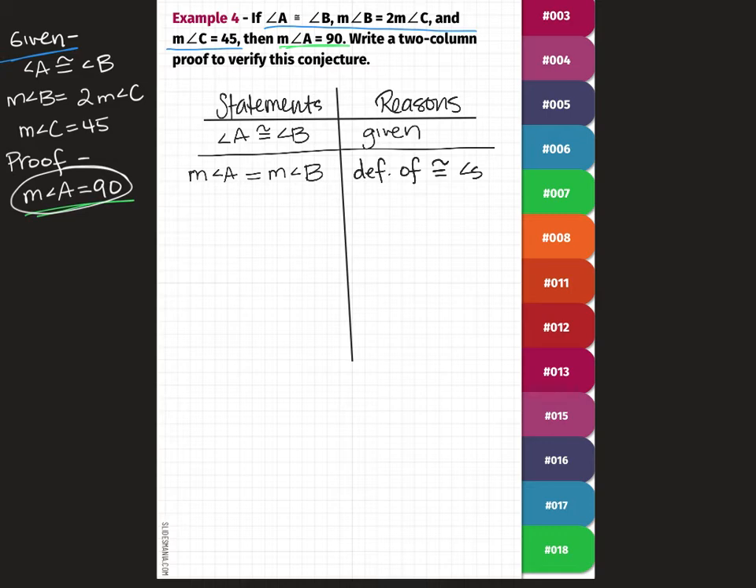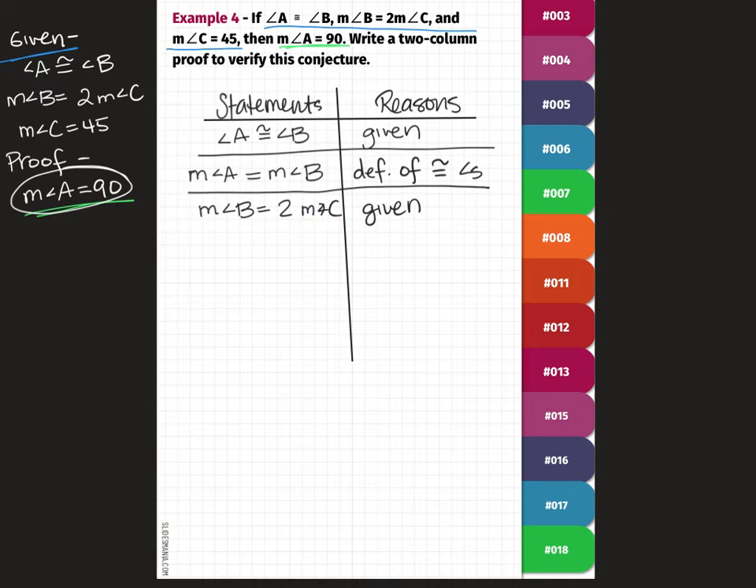Okay, so now that I know that the measure of angle A is equal to the measure of angle B, then I'm going to use some more information that was given to me. I was also told that the measure of angle B is equal to 2 times the measure of angle C. And again, that is information that is initially given to me. So now let's look at what we have here. I have that the measure of angle A is equal to the measure of angle B. And then I have that the measure of angle B is equal to 2 times the measure of angle C.